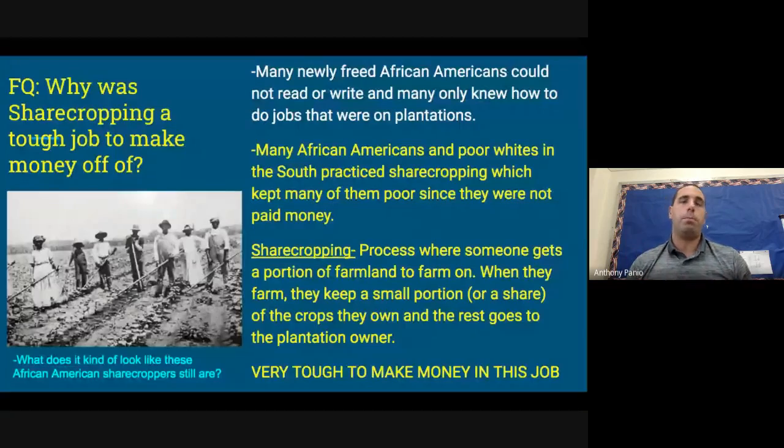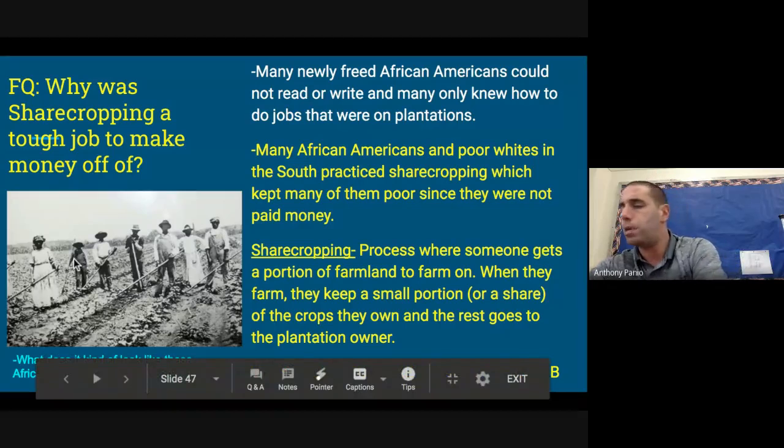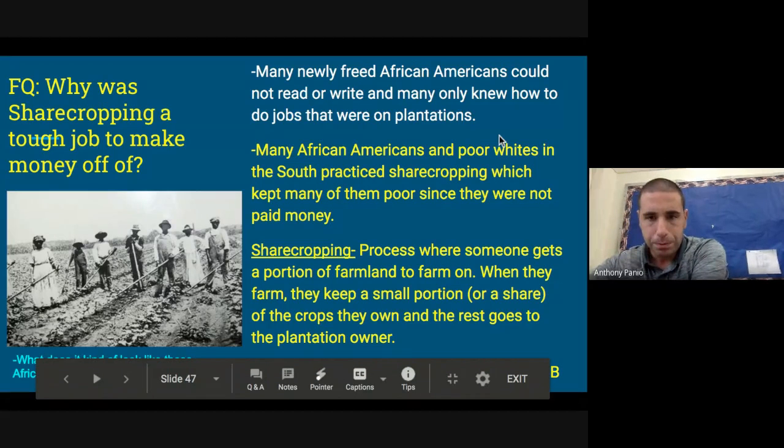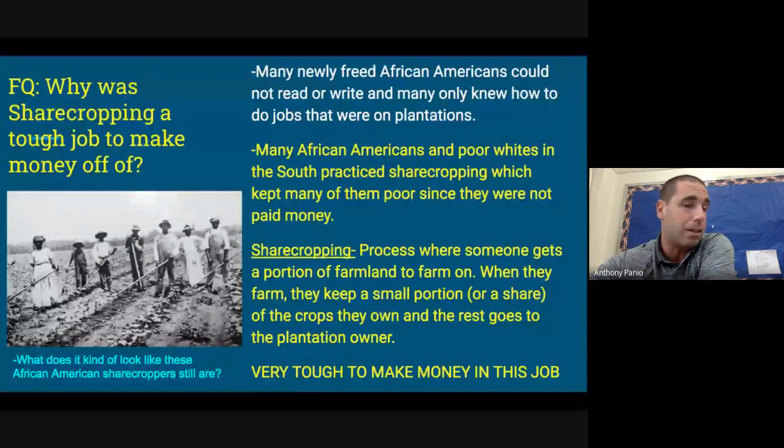So what do we come up with? Well, now we're going to have this thing called sharecropping. And it wasn't just African Americans. It was some poor white people as well, but the majority, as you can see from the photo here, are African American people. So what does it kind of look like these African American sharecroppers still are? I mean, they're still working on the farm. It kind of still looks like they have the same jobs that they would as a slave, but now they should hypothetically be getting paid.